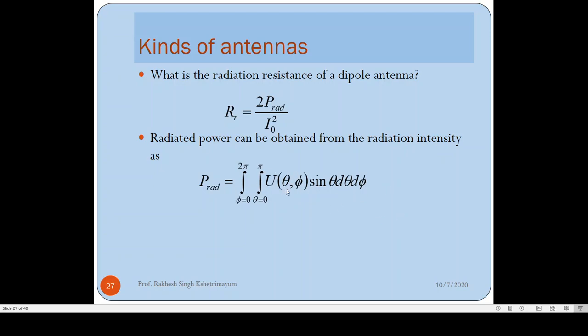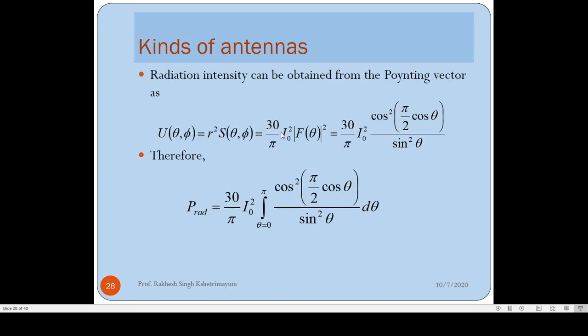This is the radiation intensity. You integrate over sine theta d theta d phi, with theta from 0 to pi and phi from 0 to 2 pi. You get the total radiated power. Once you have the total radiated power, you can find the radiation resistance by multiplying by 2 and dividing by I naught square. If you want to find the radiation intensity, you can find it from the Poynting vector by multiplying with r square.